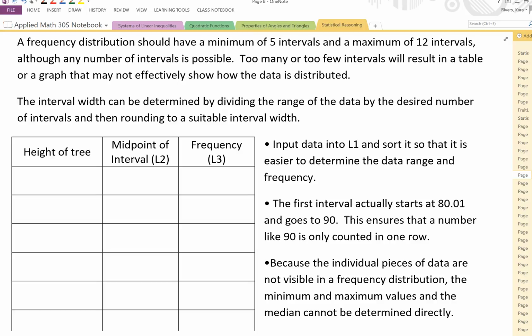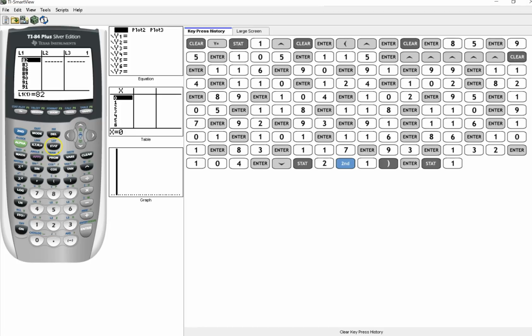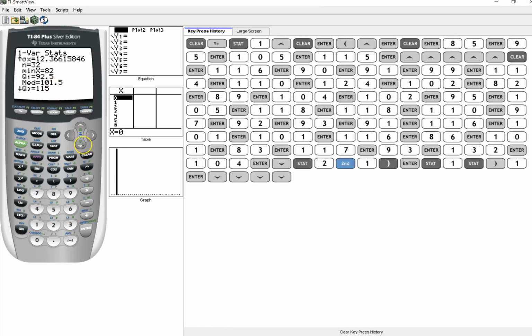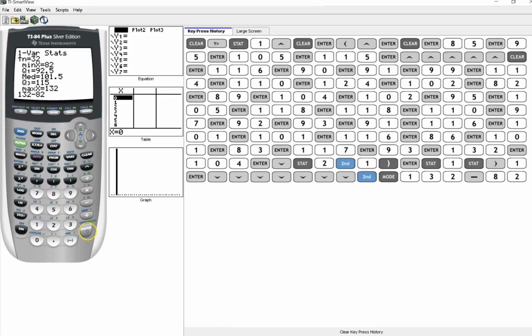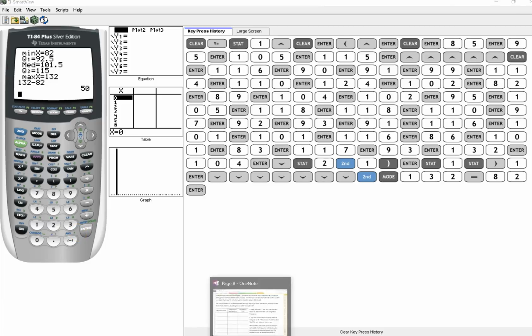So in this case, right, we kind of need to know what our range is. So if we go in here, I've put everything into list 1. I go stat, I can go into calc, and my one variable statistics, enter, and we can go down and we can see that our minimum is 82, which I could have seen from the table because I ordered them, and my max is 132. So if I go 132 minus 82, that gives me a range of 50. Okay, so go back to our notes here.